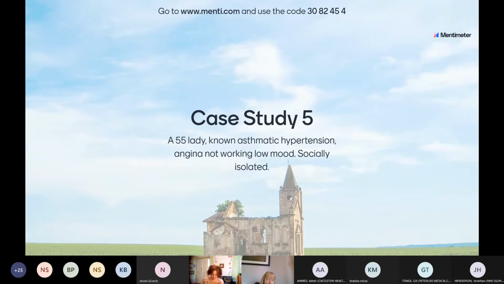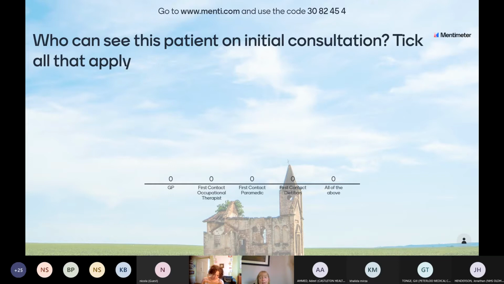Okay, so there's not too many of these. I just wanted to show the breadth of knowledge. So this lady is a 55-year-old lady. She's got asthma and high blood pressure. She's got angina and she's not working and she's low in mood. She's feeling socially isolated. Again, a presentation that is multifaceted, that requires quite a lot of input. So looking at this, who do you think can treat this patient?